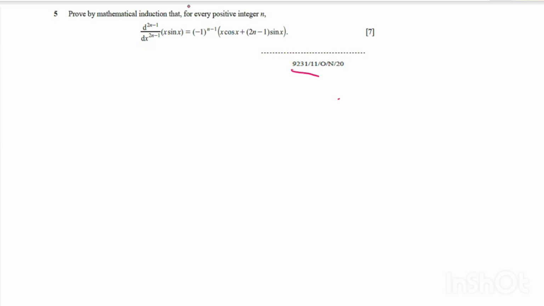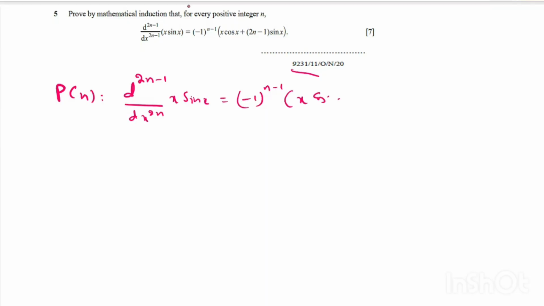First, I write P of n, which is d^(2n-1)/dx^(2n-1) of x sine x, equal to (-1)^(n-1) x cos x + (2n-1) sine x. Here we have to apply our first case. Let n equal to 1. We have to apply it.